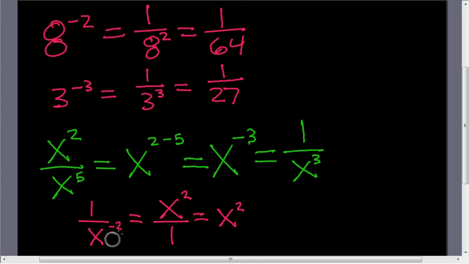And if your answer is already on the bottom of a fraction, and it's negative, that just means flip it to the other side. Put it on the top of the fraction, the numerator. Get x to the power 2.